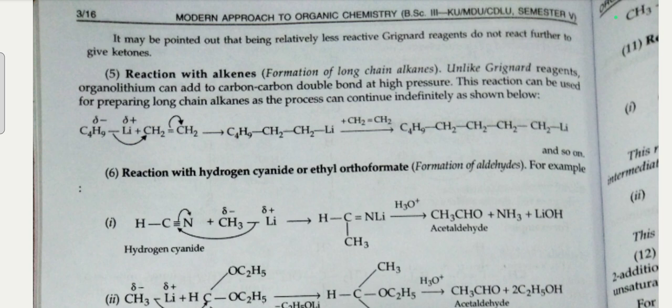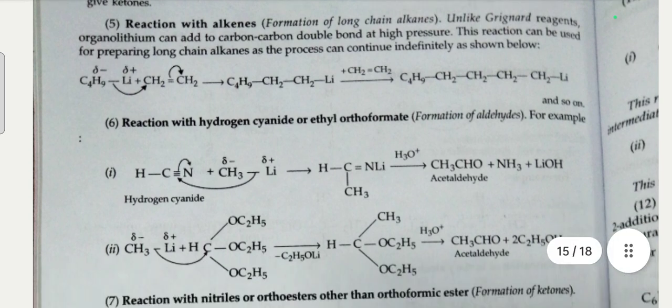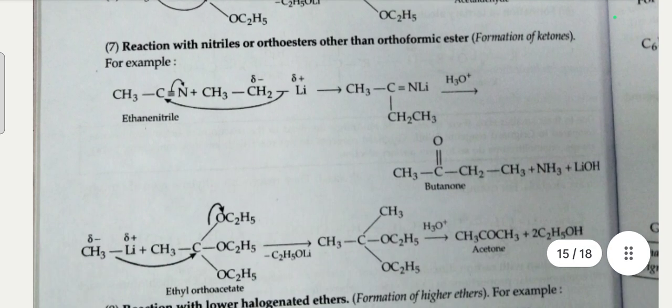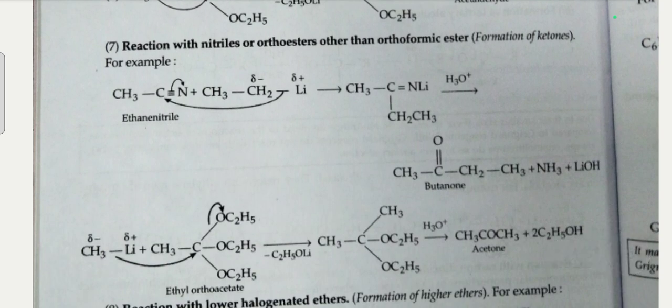Reaction with alkenes, formation of long chain alkanes. Unlike Grignard reagents, organolithium can add to a carbon-carbon double bond at high pressure. This reaction can be used for preparing long chain alkanes as the process can continue indefinitely. Reaction with hydrogen cyanide or orthoformate gives rise to the formation of aldehydes. Reaction with nitriles or orthoesters other than orthoformic ester gives rise to the formation of ketones.